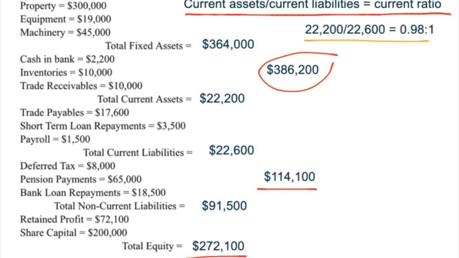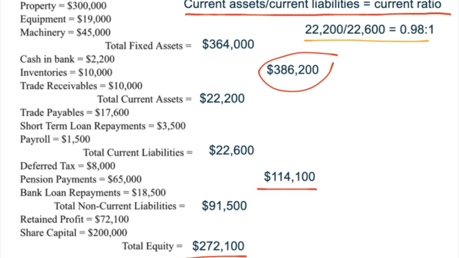So what you should have got is 22,200 divided by 22,600, and you should have got 0.98. So what that means is for every £1 of liability, so every £1 that they owe, they've only got 98p to fund it. So for every £1, they are 2p short. So where is this 2p going to come from? And that's the issue this company will have, and they'll have to find a way of doing so.